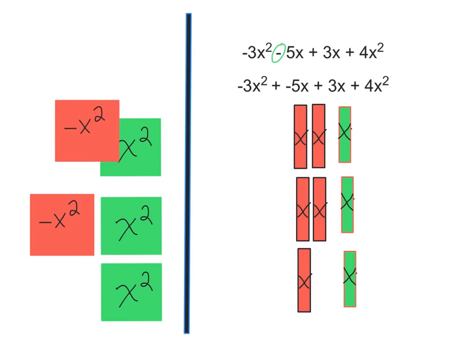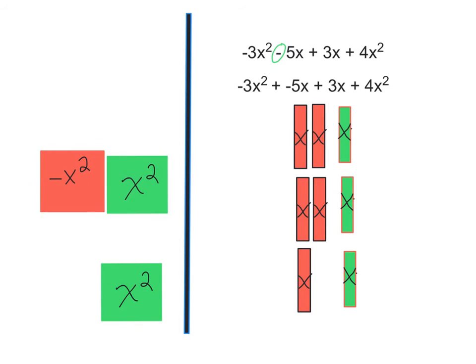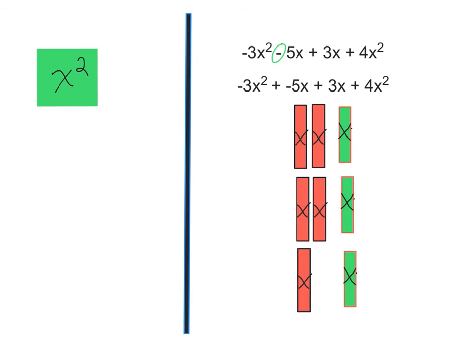So here's another set of 0 pairs, so I'm going to delete those because those cancel each other out. And then these two make a 0 pair, so they cancel each other out as well. So this is what's left for those large x squared tiles.